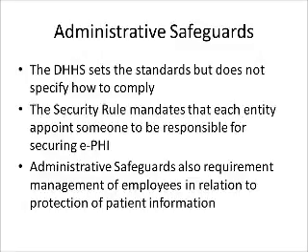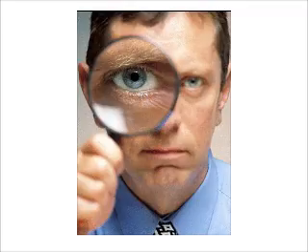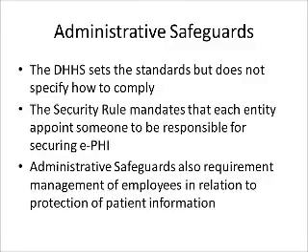So let's first talk about the administrative safeguards. The Department of Health and Human Services sets the standards but does not specify how to comply. The security rule mandates that each entity appoint someone to be responsible for securing electronic protected health information, and that's the security officer we mentioned earlier. Administrative safeguards also require the management of employees in relation to protected health information. As we talked about earlier, this is where people who have access must have a username and a password.